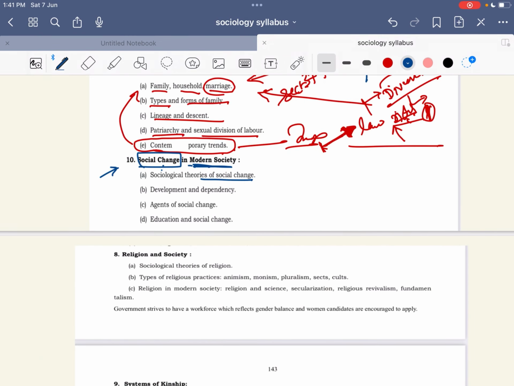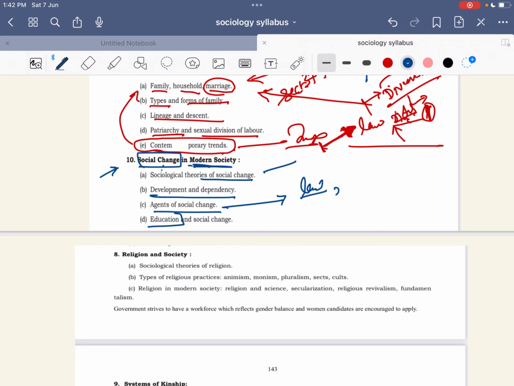Sociological theory of social change. We will study the different sociological theories of social change. Then there is development and dependency. Then there is agent of social change. What are the agents of social change? Then here we will see law. Law also can bring change in the society. Then how can social change come? Social change can come when society itself wants to change. Understand? So we will see different changes. What are the different changes which are there so that society changes or society evolves?